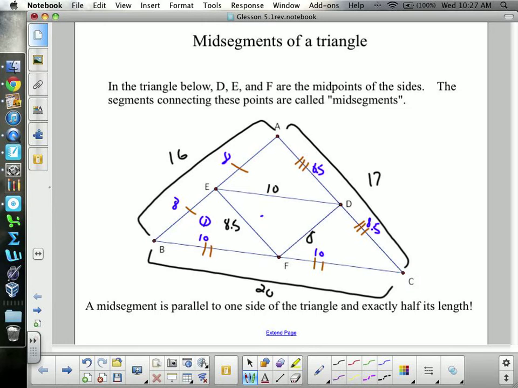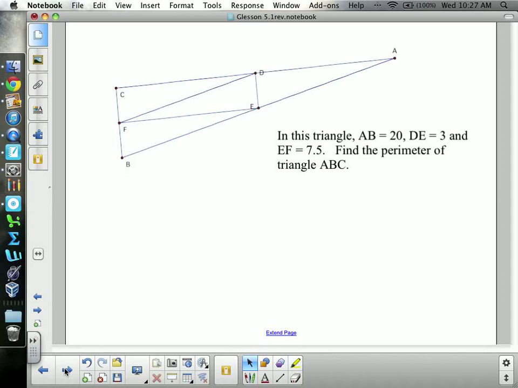1, 2, 3, 4. Now, this one, of course, is flipped and reversed, but that's okay, because it's a triangle. So that's what mid-segments do, and really, that's pretty easy. Mid-segments are pretty straightforward. They are not complicated, and most of the work we do with mid-segments is not complicated.